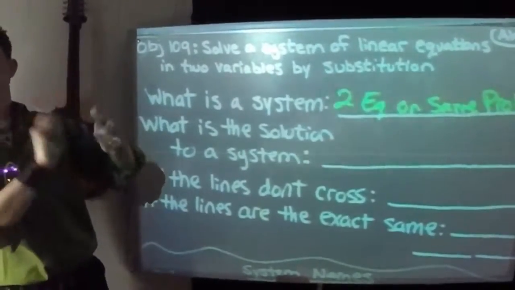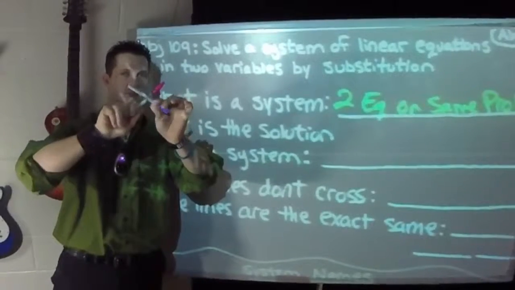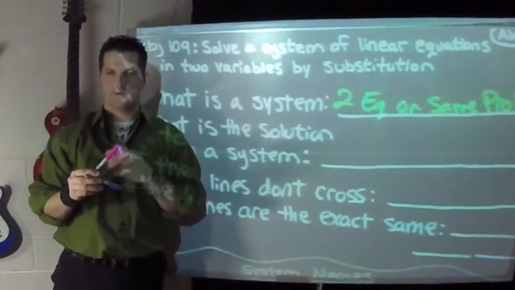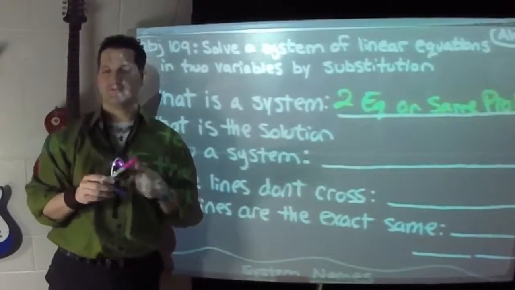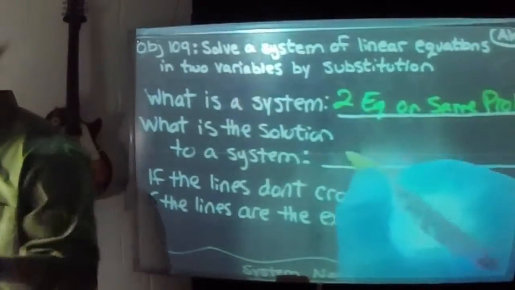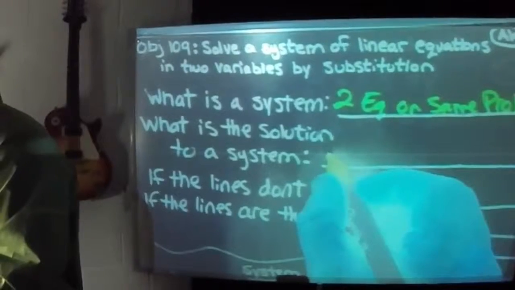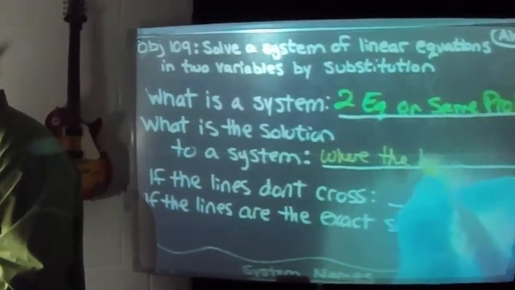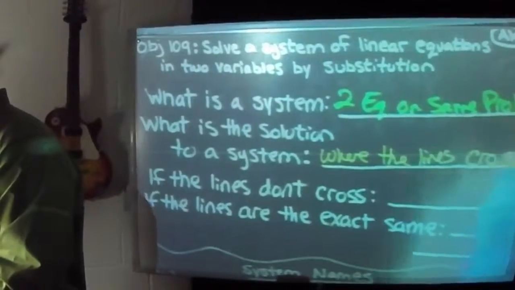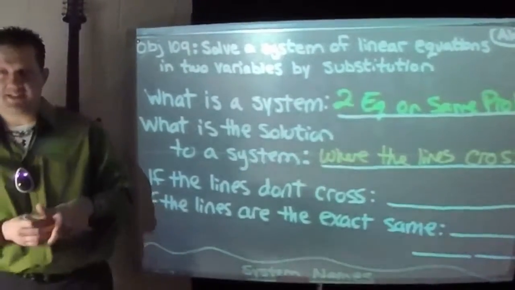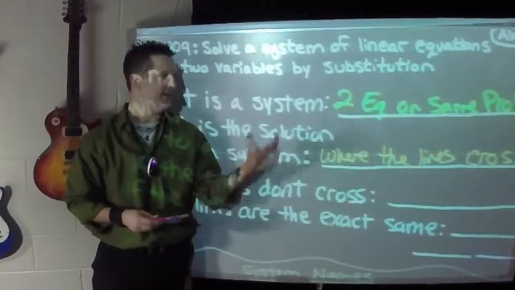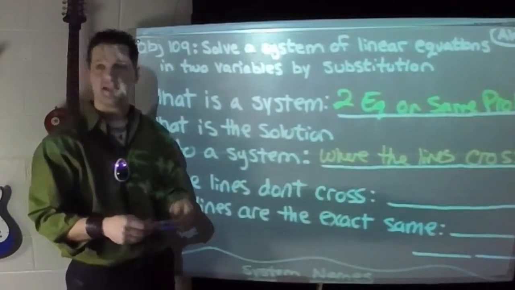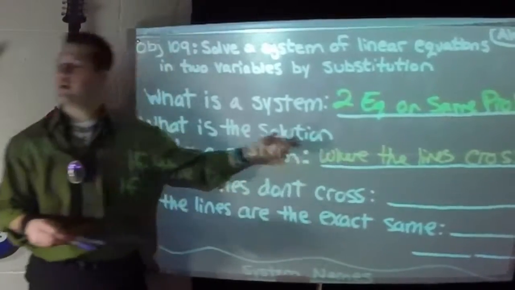Now, what is the solution to a system? Where they meet up, the point where they meet up. Where they cross, where they meet, where they intersect. So the solution is where the lines cross. Here's a couple things that we need to know so we can communicate math and algebra. When I say what is a system, you gotta say it's two equations, two lines. What's the solution? It's where they cross.